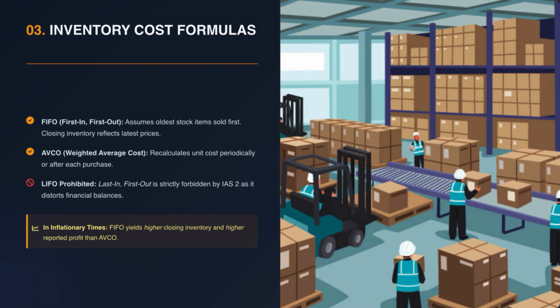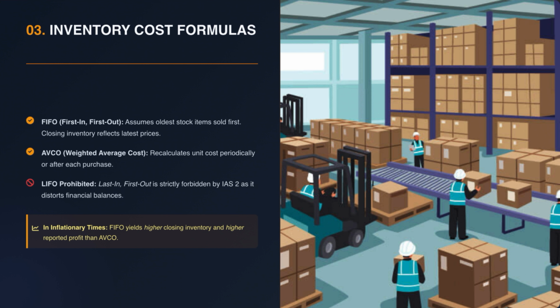When goods are interchangeable, tracking every single batch becomes impractical. IAS 2 permits two primary cost formulas. FIFO, first in, first out, assumes the oldest inventory is sold first, meaning closing inventory on your balance sheet reflects the most recent purchase prices. AVCO, weighted average cost, calculates a weighted average cost per unit across all available units.